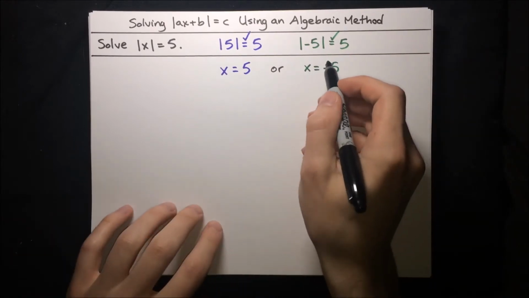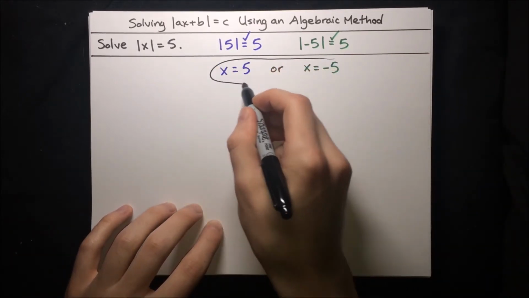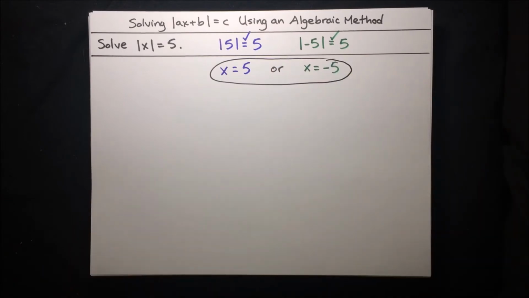And, well, there are our solutions. x equals 5 or x equals negative 5. That was pretty easy, but this logic will help us to solve equations involving absolute values that are a bit more complex.